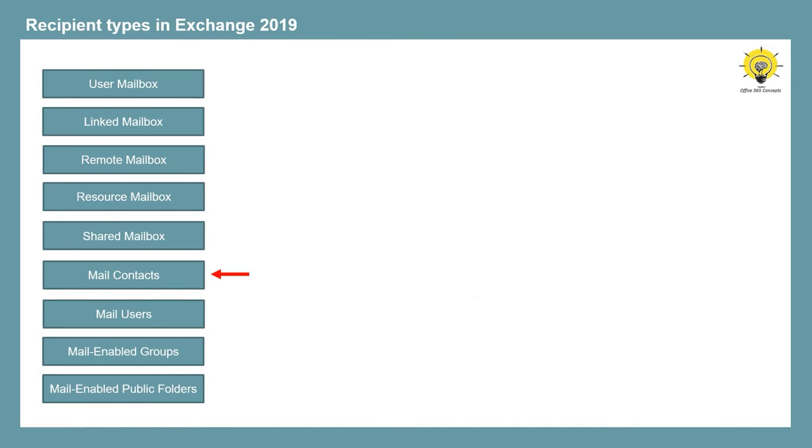A mail contact is a mail-enabled object that contains information about people who exist outside your organization. Each mail contact has an external email address. You need to create mail contact if you want external users to be a part of your global address list. Or let's say if you want external users to reflect in your global address list, you need to create a mail contact for that user in your Exchange organization.